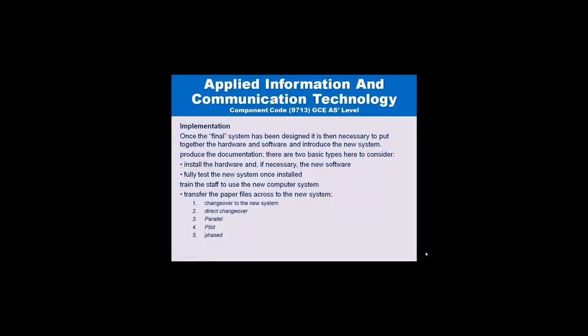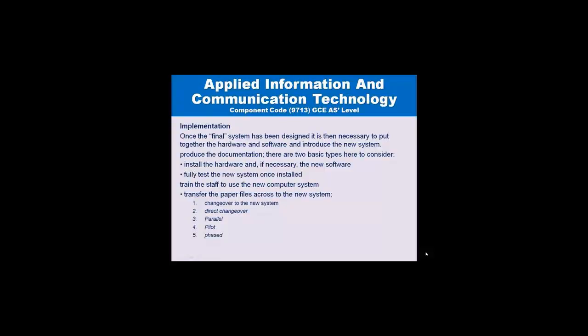Basically, in implementation you normally install the hardware and, if necessary, the new software, and fully test the system. Once the new system is installed, you train the staff to use the new computer system. And on the other hand, you transfer the paper file access across to the new system.